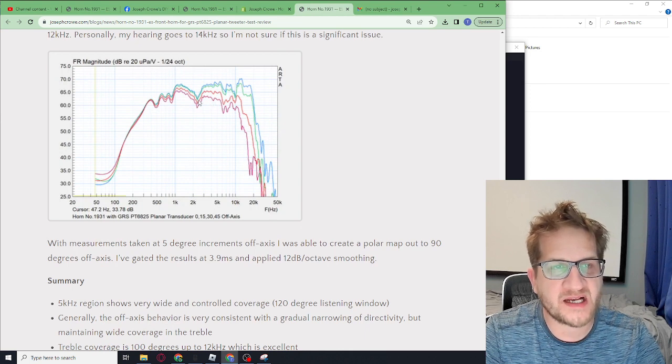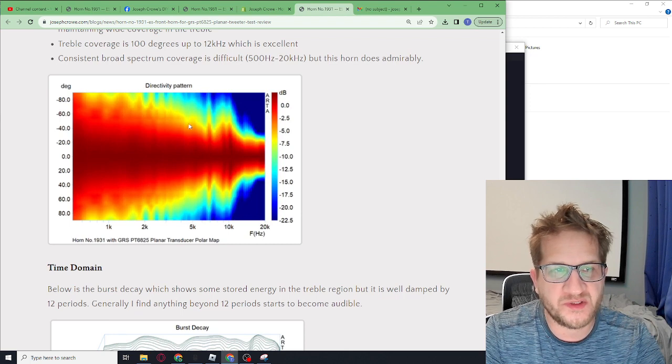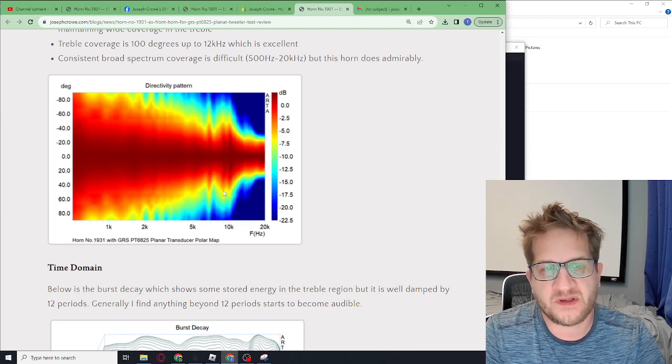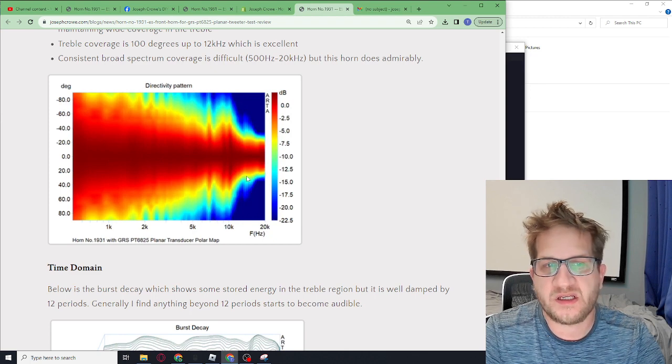Looking at the off axis, we can see consistency with the 15, 30, and 45 degree off axis. As a colored polar map, you can see a gradual narrowing of the directivity. We do see a couple of anomalies at 7, 8 and 10 kilohertz, but the overall coverage is quite wide. So 120 degree listening window, and then it narrows to about a 60 degree listening window at 15 kilohertz.